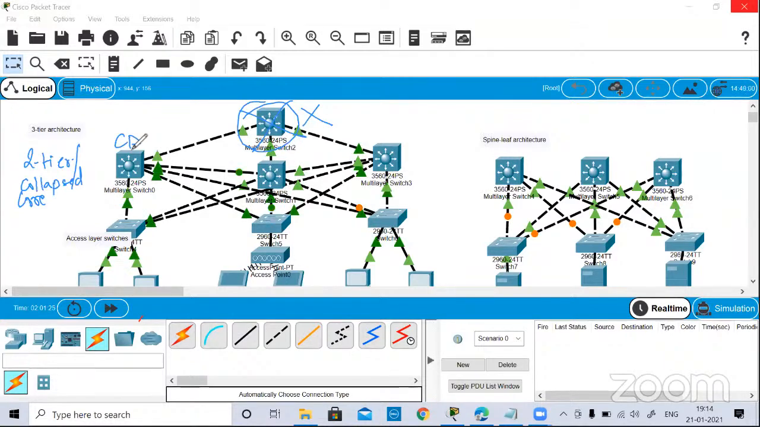However, the scenario has now changed because of the spine-leaf architecture. The spine-leaf architecture is majorly useful if you are going for a data center. Now, does anybody know what a data center is? Can anyone let me know? Have you heard about this term, data center?